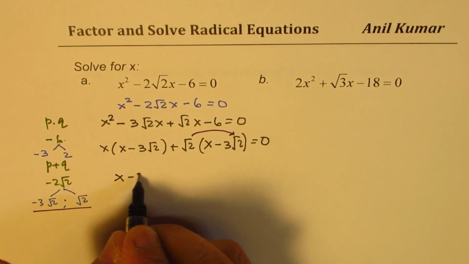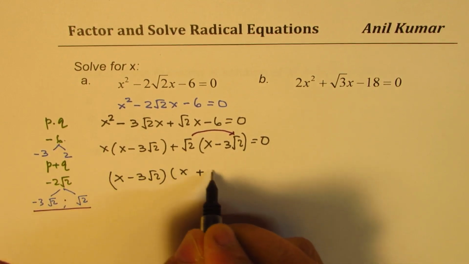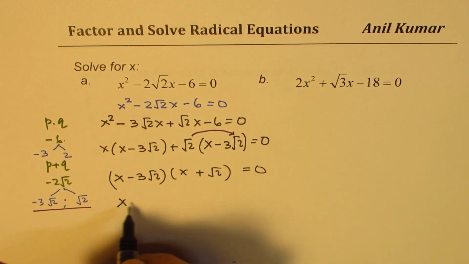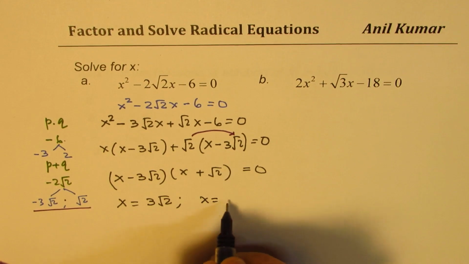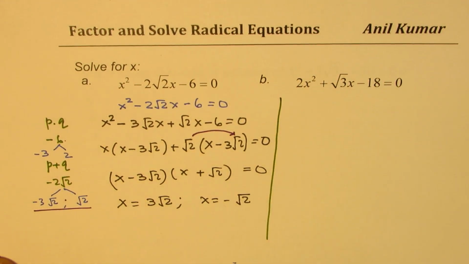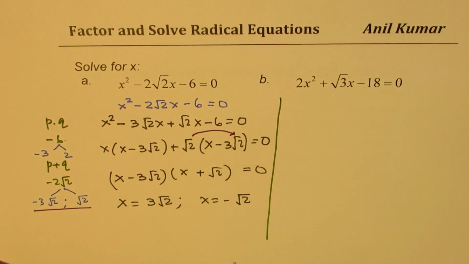Now we have x minus 3 square root 2 common in both the terms. So we are left with x plus square root 2 equals 0. That gives you two solutions. One is x equals 3 square root 2 and the other one is x equals minus square root 2. So I hope these steps are absolutely clear, right? Now, I would like you to pause the video, answer the next question and then look into my solution.